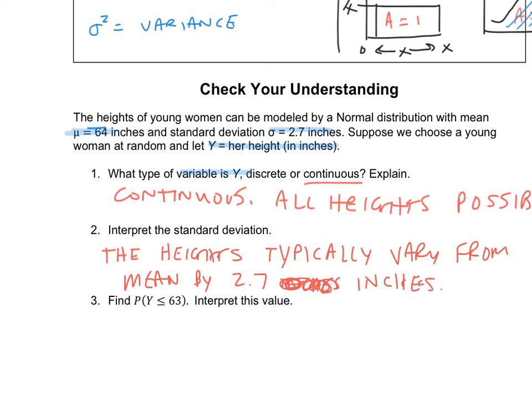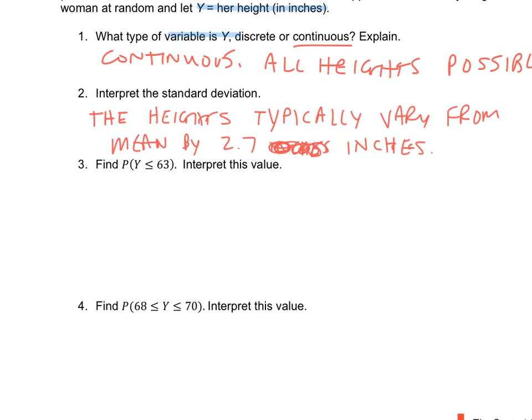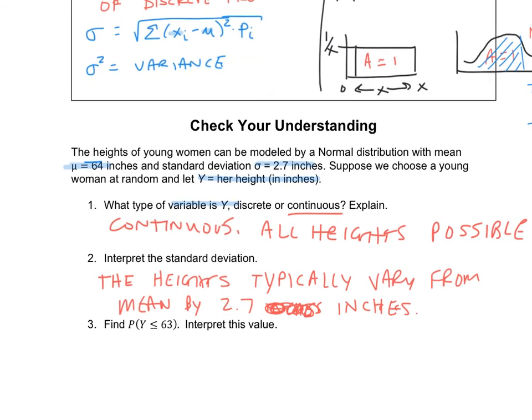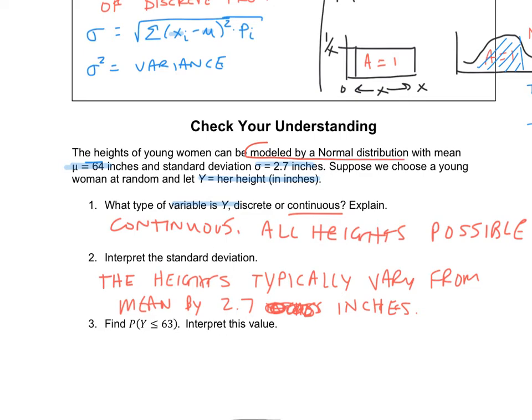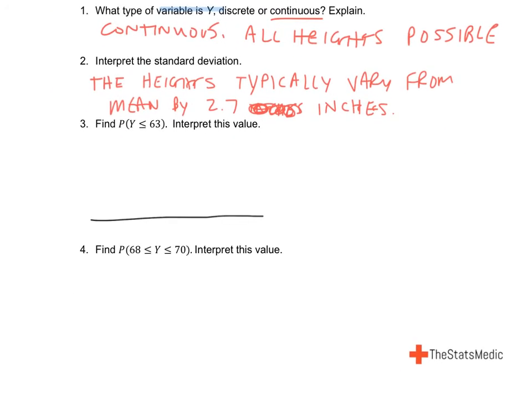Right, by 2.7 inches. They want us to find the probability that y is less than or equal to 63 and interpret the value. Let's draw a picture. We've got our normal curve here. How do we know that it's normal? It says it is modeled by a normal distribution with a mean of 64 and a standard deviation of 2.7. So here we go. Must label normal 64, 2.7.